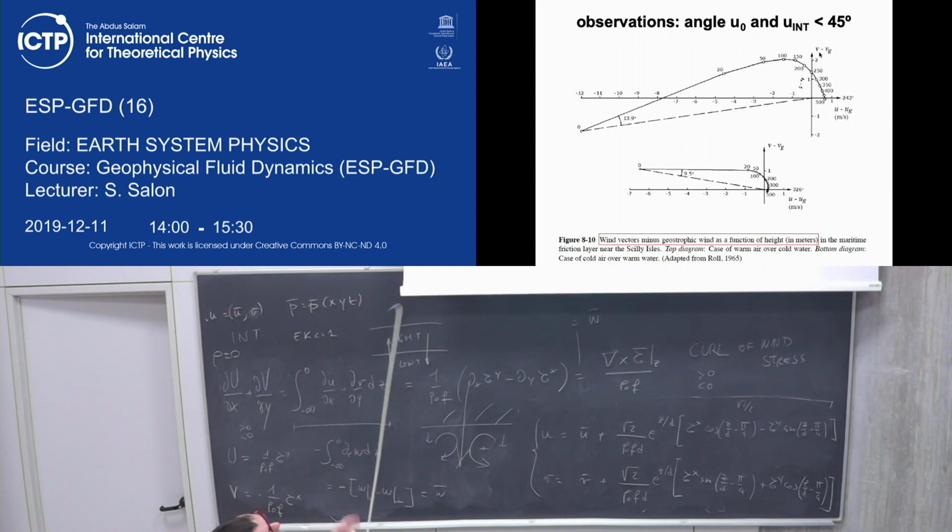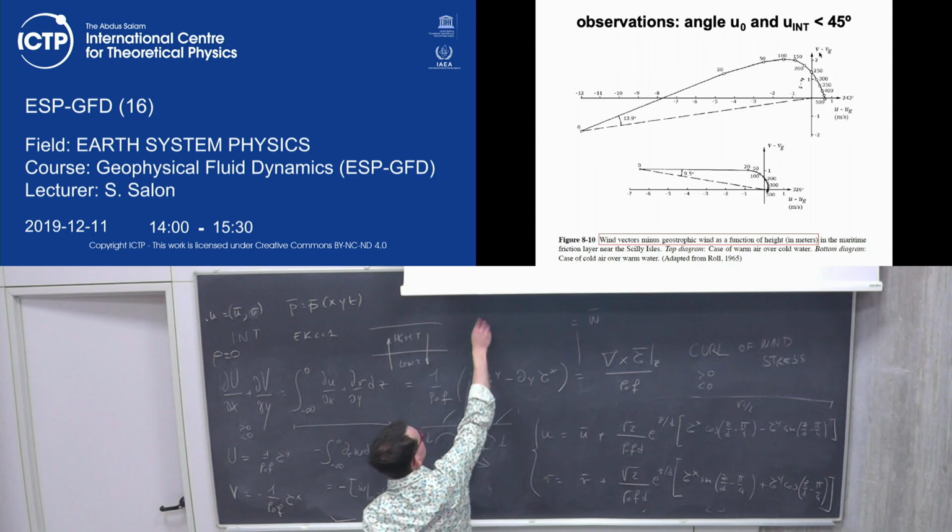Because what we much more frequently have is something like this. This is an observation in the atmosphere. This is U minus UG, so it is U minus U bar for us, where G is the geostrophic flow. And you can see here the vector is at 14 degrees. So it's quite far from our 45 degrees. Why? Because in real cases, we have this situation here.